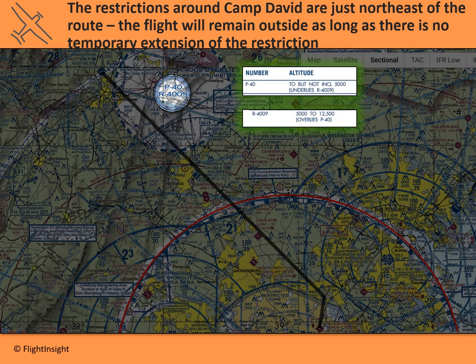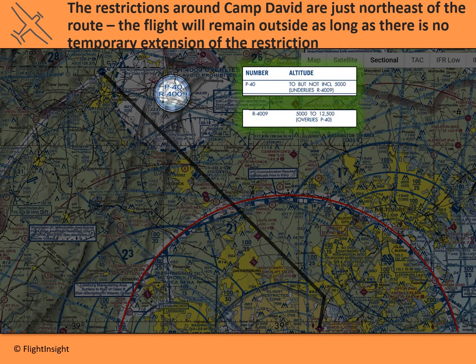But notice the white circle with the big thick dashes on the outside of it, around that restricted area and that prohibited area. What that means, it doesn't mean that you can't fly through there, but it means that when this airspace is active, in other words, when the president is in residence at Camp David, the restrictions will go out in radius from Camp David.